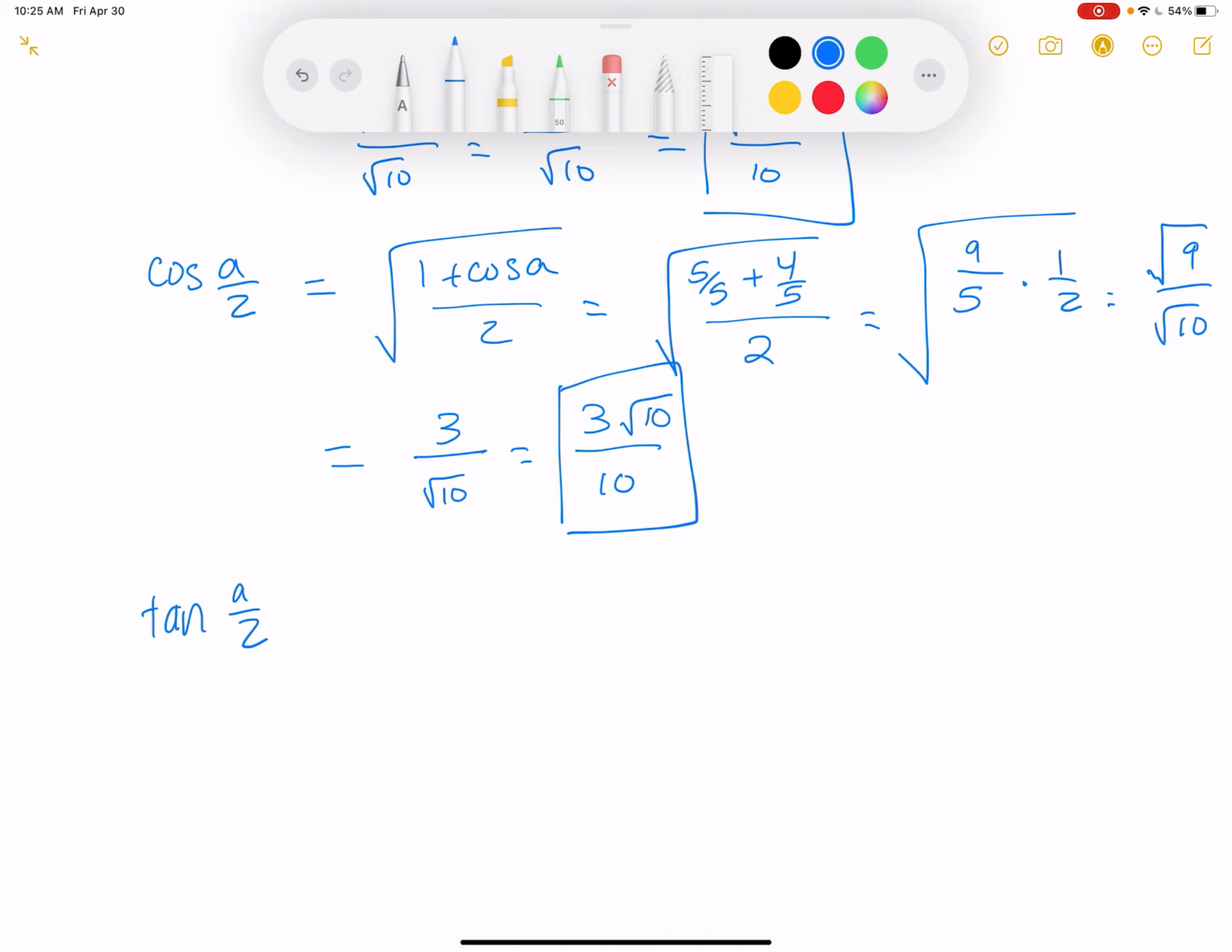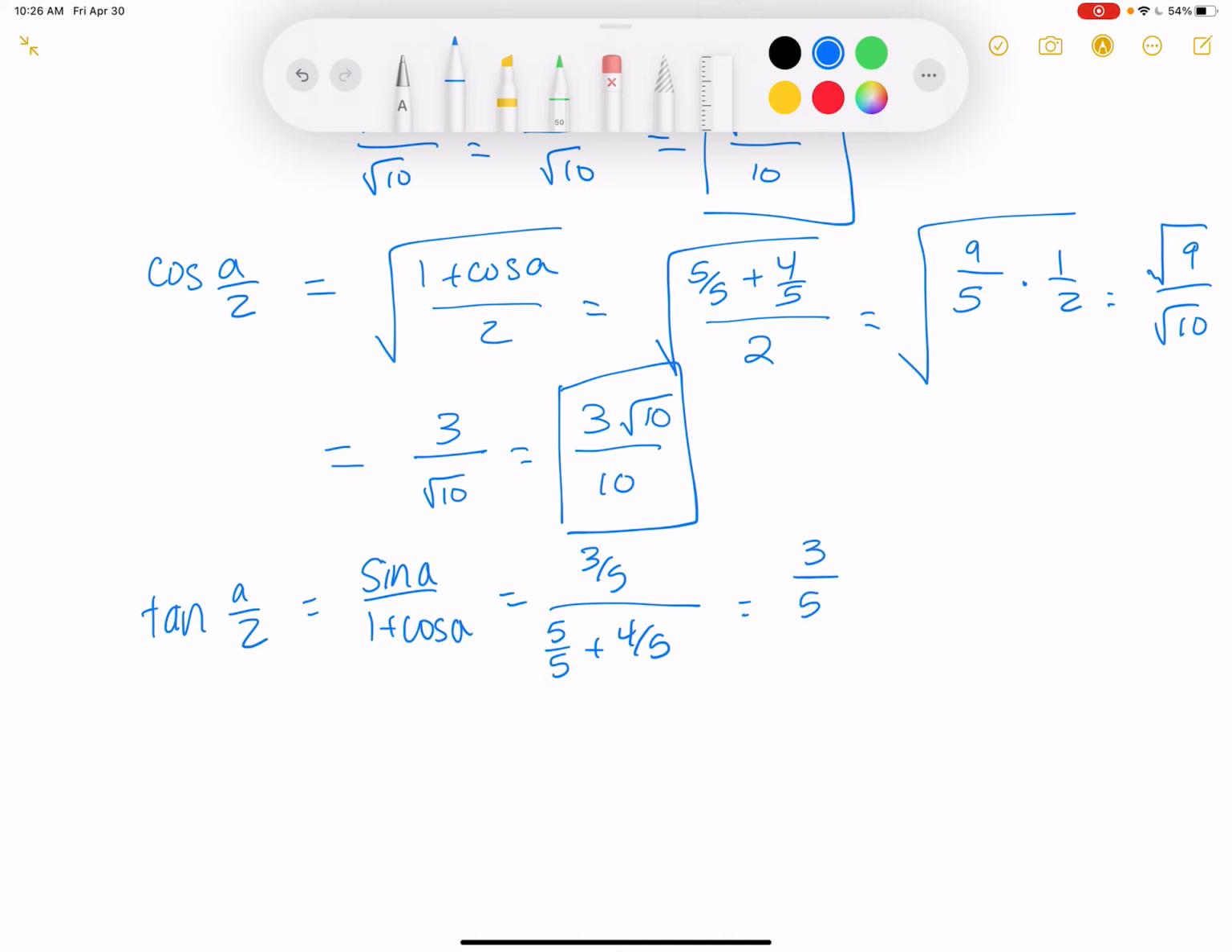Can we just put sine on top? Yes, I like that one better. You can pick either one for tangent. We'll do the sine of A over 1 plus the cosine of A, as requested. So sine of A is 3 over 5 divided by 1 plus 4 over 5. Or I can rewrite that again as 5 over 5 instead of 1.